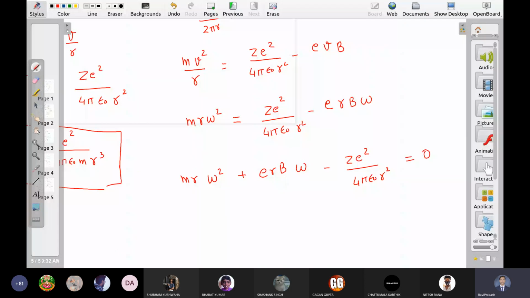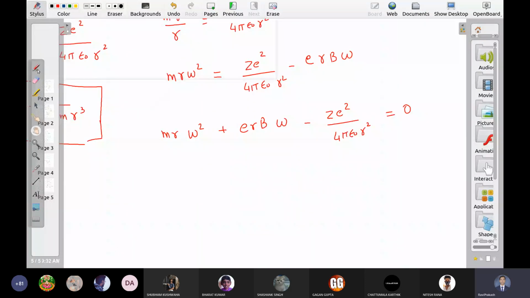So this is a quadratic equation in omega. How many solutions does it have? 2. क्या solution होंगे वो?